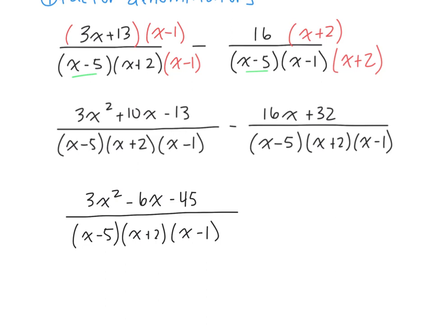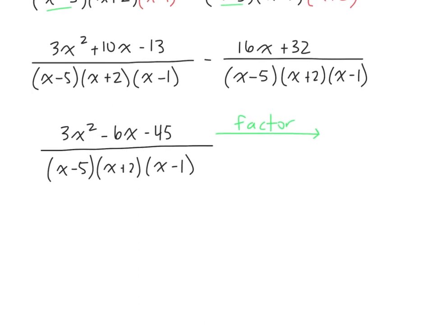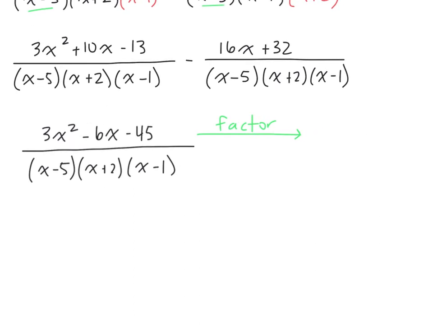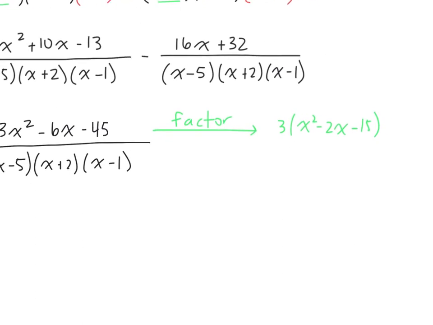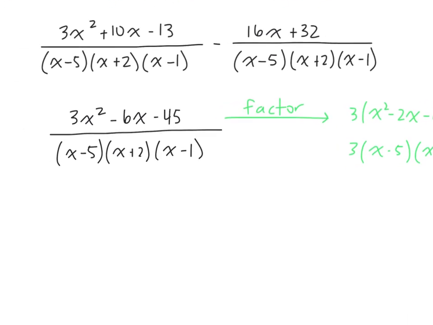Now what we need to do is make sure that we're fully simplified. From here, we need to see if we can factor our numerator. So I'm going to do a little side note. We're going to factor this. The first thing I'm going to do is pull out that common factor of 3. This is just our little side note of factoring that numerator. We'll be left with x squared minus 2x minus 15, which continues to factor here. We'll have 3 out front, and then we'll have x minus 5, x plus 3. So now I'm just going to rewrite our numerator as that.